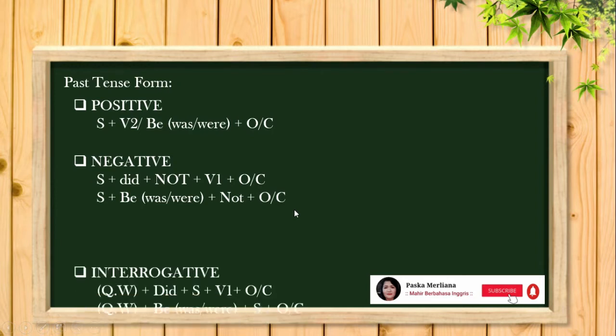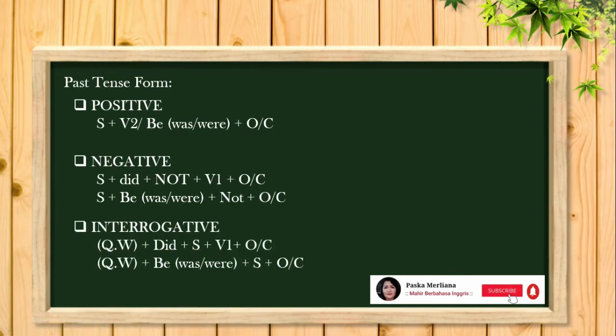Now, what about the interrogative form? Untuk kalimat interrogatifnya, kalimat tanya, maka nanti dibentuk dengan question word plus did plus subject plus verb 1 object atau complement. Nah, ini saya buat question word dalam bracket, tanda kurung, artinya jika nanti dia tidak menggunakan kata tanya, maka dia dimulai dengan did. Begitu juga kalau tidak memakai question word, maka dimulai dengan kata be, yaitu was atau were.